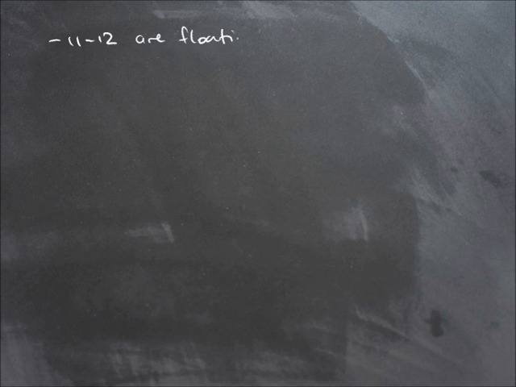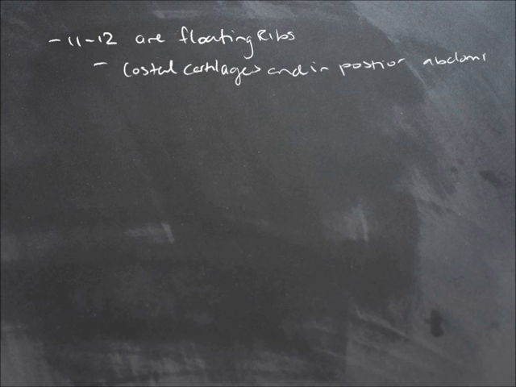Okay, 11 to 12, these are floating ribs. And by floating, I mean that their costal cartilages end in the posterior abdominal wall.